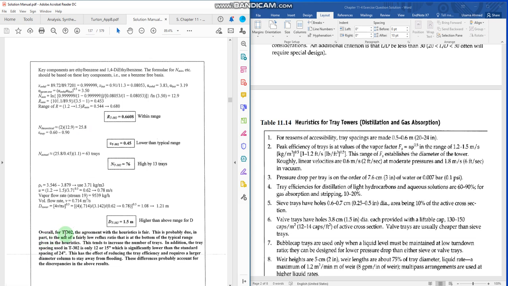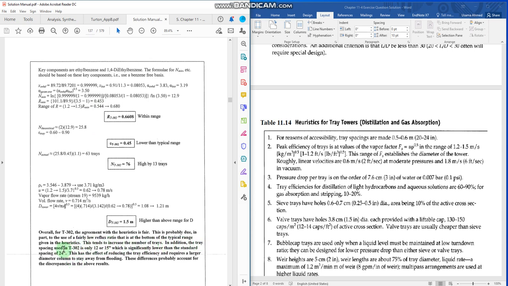Overall, for tower 302, the agreement with the heuristic is fair. This is probably due in part to the use of a fairly low reflux ratio that is at the bottom of the typical range given in the heuristic. So you can see this one, the range for this minimum reflux we are getting is from 0.544 to 0.68. If you are using a low value for this reflux, then you have to increase the number of stages. So this is one of the reasons. This tends to increase the number of trays.